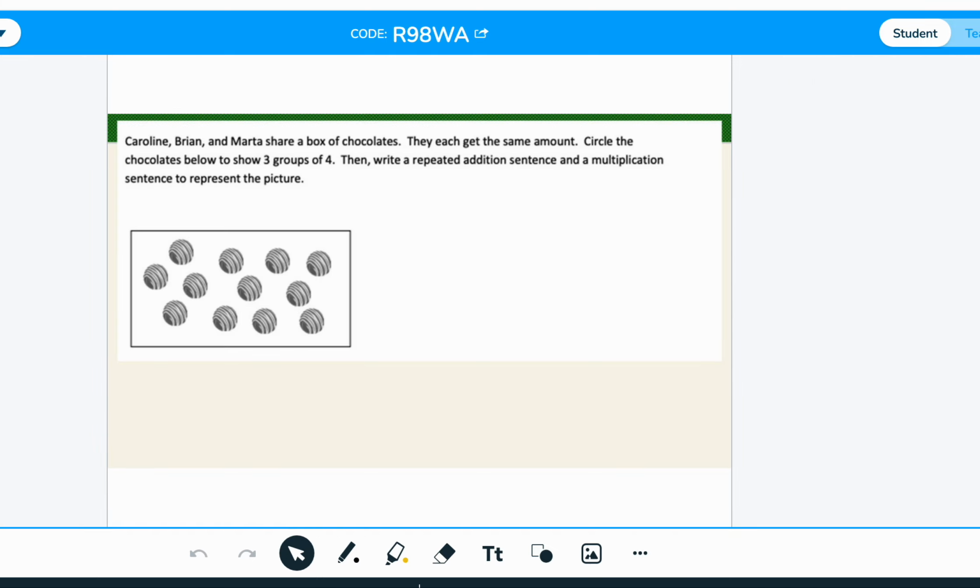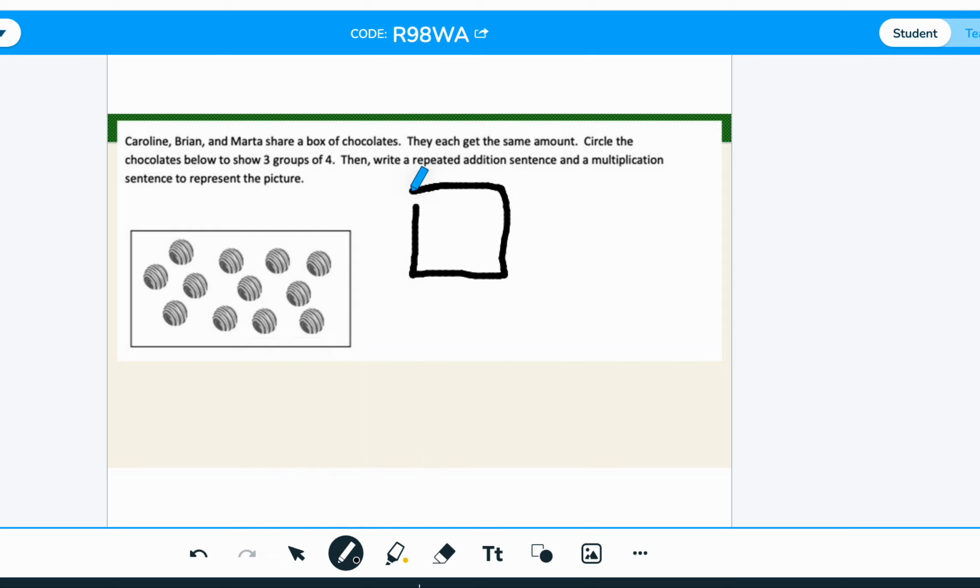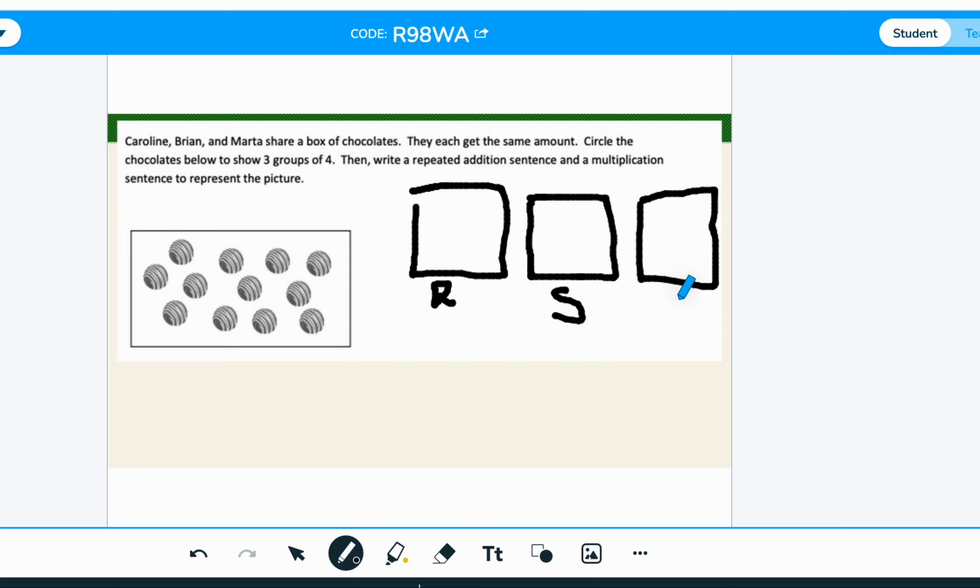How about over here? Caroline, Brian, and Marta share a box of chocolates. They each got the same amount. Circle the chocolates below to show 3 groups of the number 4, then write a repeated addition sentence and a multiplication sentence to represent the picture. So let's go ahead and look at the picture. There's 1, 2, 3. So I need 3 groups of 4. Okay, so that's like saying here's Caroline's, here's Brian's, and here's Marta's. Or this could be Ronan, Skylar, and Summer. Okay, so let's write a repeated addition sentence and a multiplication sentence. Well, let's start right here with how many we have.